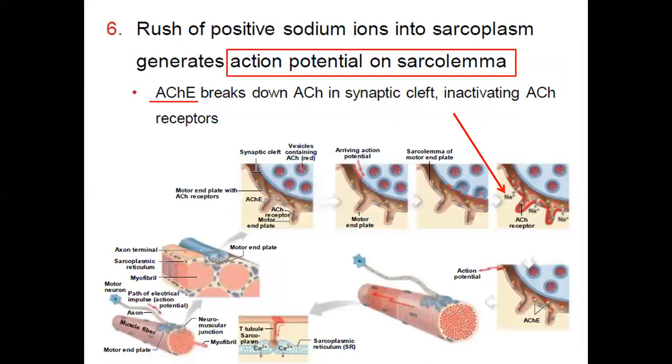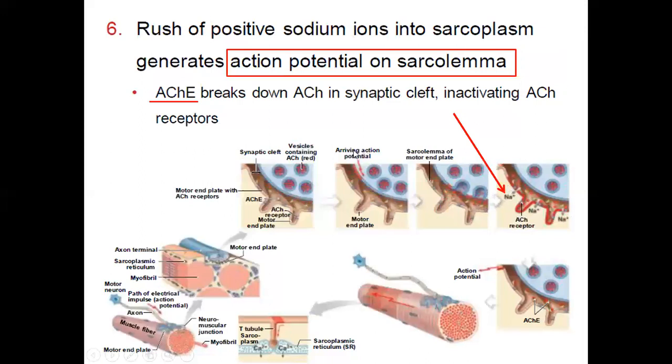And when it does that, sodium ions rush into the cell. And when sodium ions rush into the cell, another action potential, another electrical signal, is generated on the sarcolemma. So right in this motor end plate, you see all that red there? That's the designation that a new action potential is being generated.